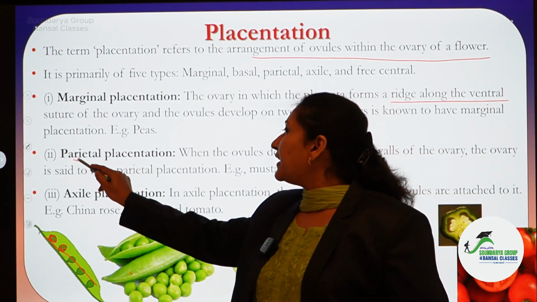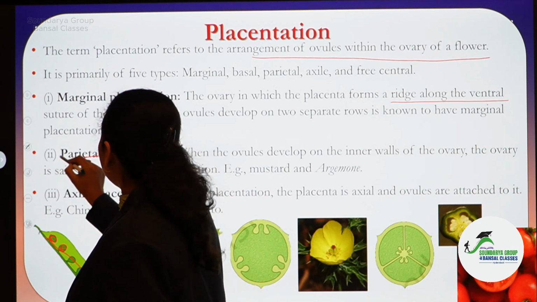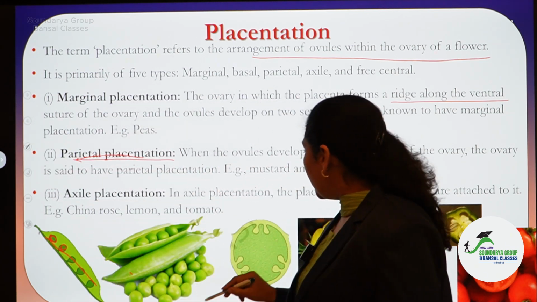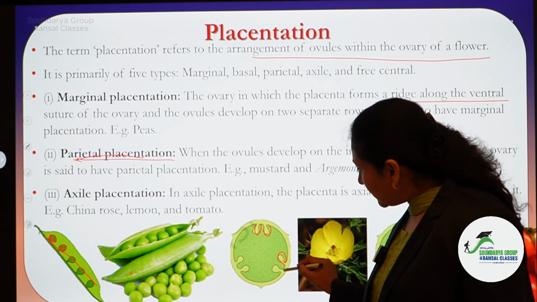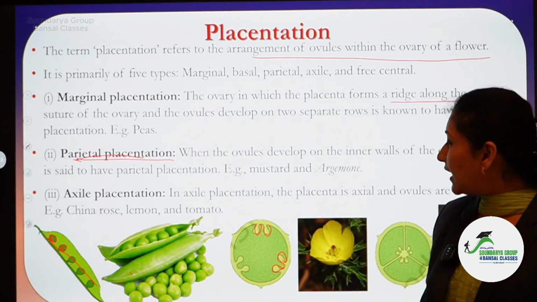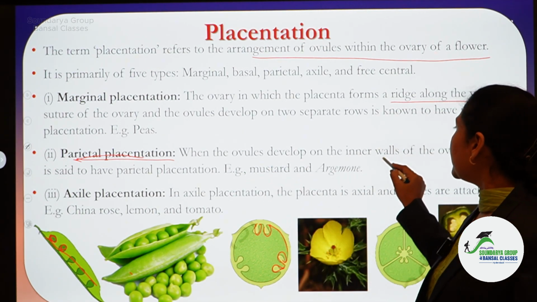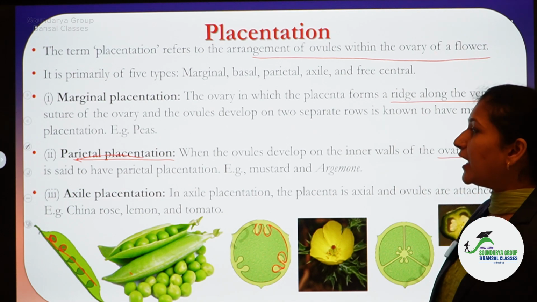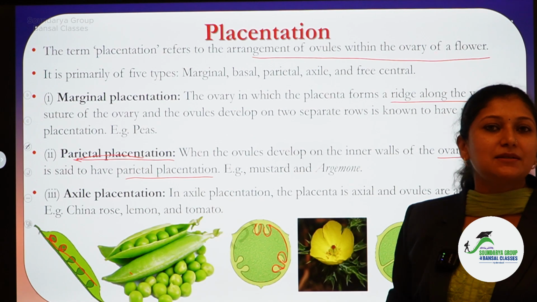Next is parietal placentation. You can see all the ovules, these are ovules, they are attached to the periphery of it. So ovules develop in the inner wall of the ovary, and the ovary is said to have parietal placentation. This type of arrangement is parietal.